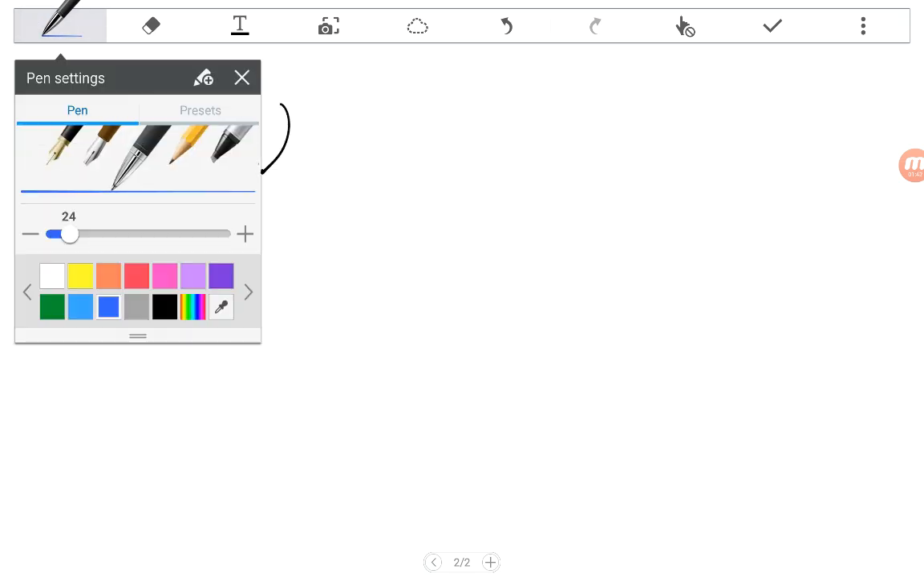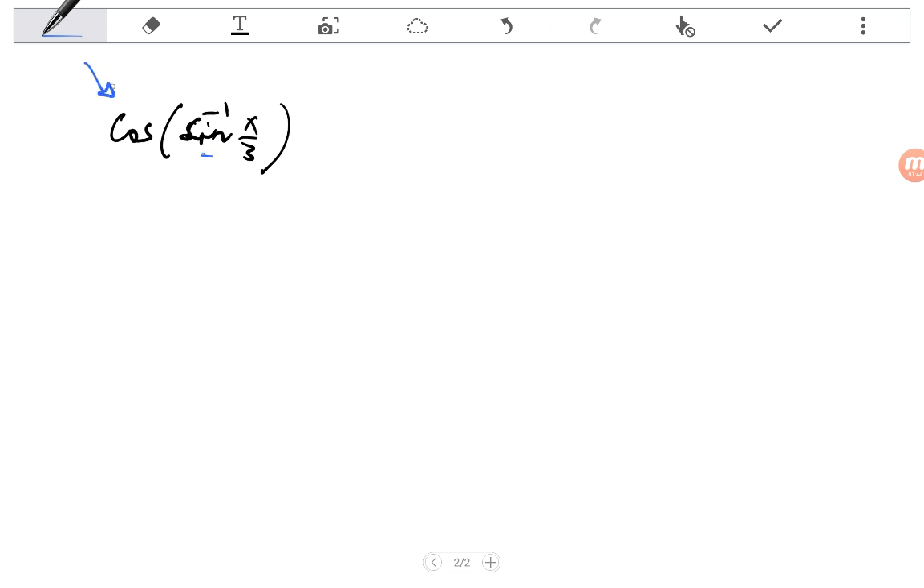But if we have, for example, cosine of sine inverse x over 3, this cosine is different from that sine. If it was sine of sine inverse x over 3, it would be easy: this would cancel that and it would be x over 3. But now we have cosine of sine inverse x over 3. How would we deal with that?